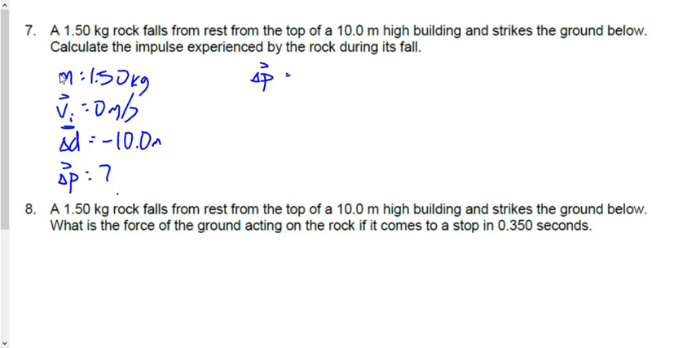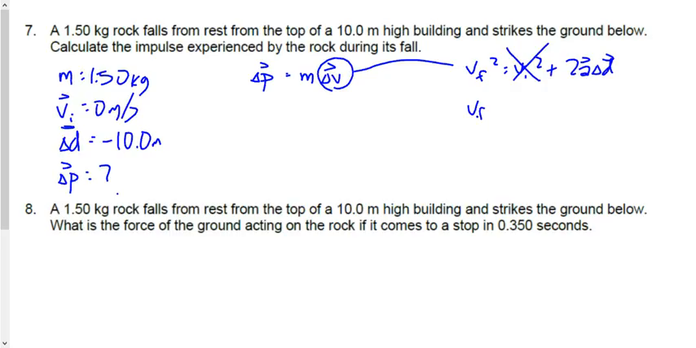I could say F times T, or I can say M times delta V. I think that's what I want to do there. M times delta V. I don't know what delta V is, but I can say for this one, VF squared is equal to VI squared plus 2AD. VI is 0. VF is the square root of 2 times negative 9.81 times negative 10. 14.00714. Is that right?